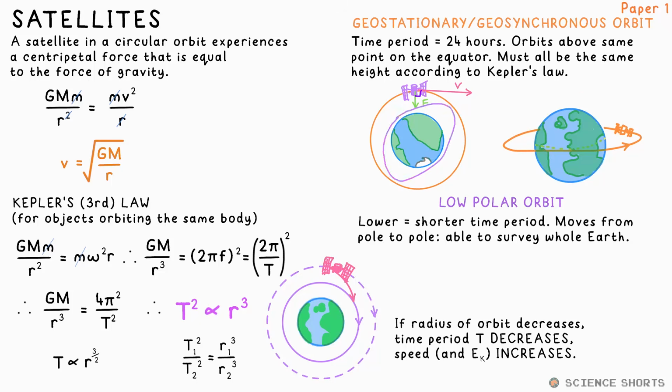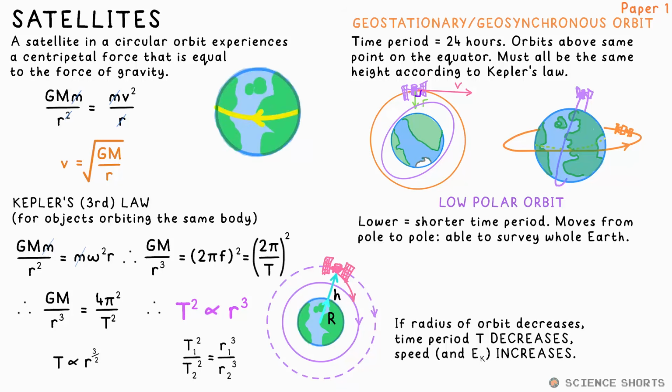A low polar orbit is one which is lower, and according to Kepler's law, it must have a shorter time period. They don't stay above the same point as they move from pole to pole, sweeping out different parts of the Earth as it rotates underneath. These are used for surveillance and weather tracking. Just be careful, if you're given the height of a satellite's orbit above the surface, you need to add on the radius of the planet to get the proper r.